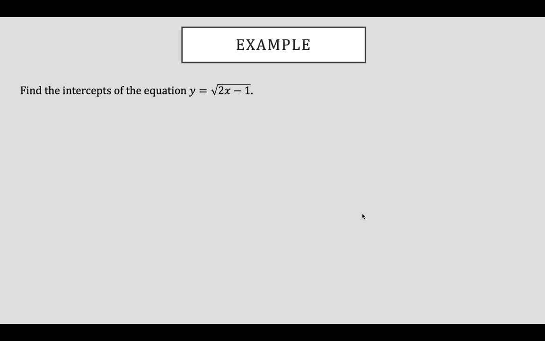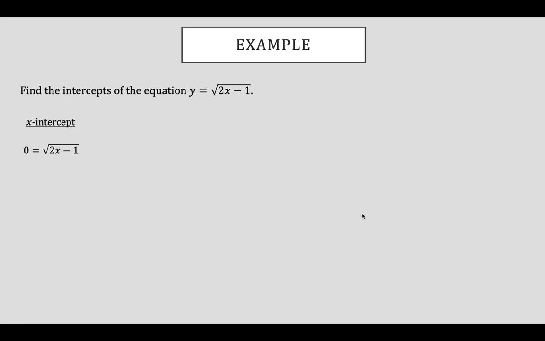All right, find the intercepts of the equation y equals root 2x minus 1. Well, let's start off with the x-intercept. As we just said, to find the x-intercepts, we are going to substitute 0 in for y. That gives us 0 is equal to the square root of 2x minus 1. To solve for x, we need to isolate the variable, and we're going to use a series of inverse operations to get that variable on its own.